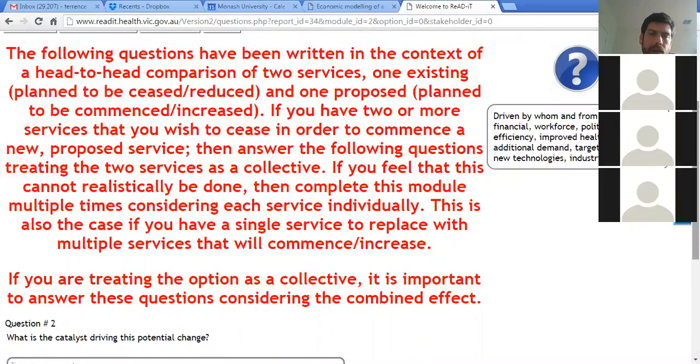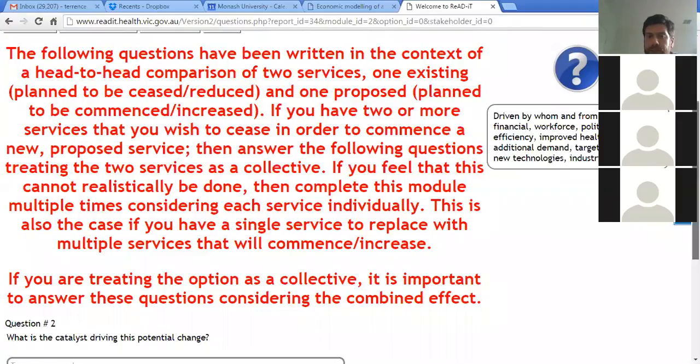You've got one service that is existing or already in place, that you are considering reducing or ceasing altogether, and another one that you want to commence. So your overall budget is unchanged, but you are transferring resources from one area to another.